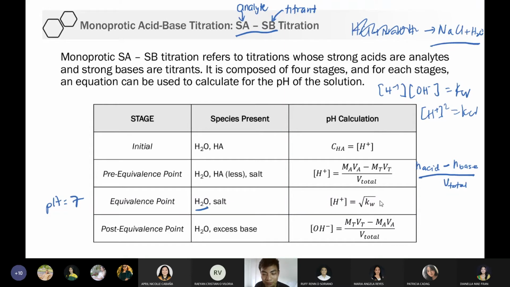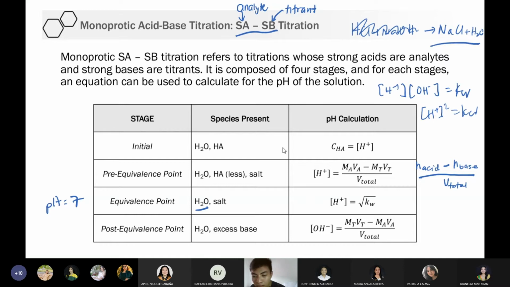Bakit ko in-emphasize yung 25 degrees Celsius? Kasi remember, the Kw changes at different temperatures. Pero for simplicity, we don't care about that. Pero dapat alam natin na nagbabago yung Kw at different temperature. Okay? Pero again, it is safe to say that the equivalence pH is 7 for strong acid-strong base titration.